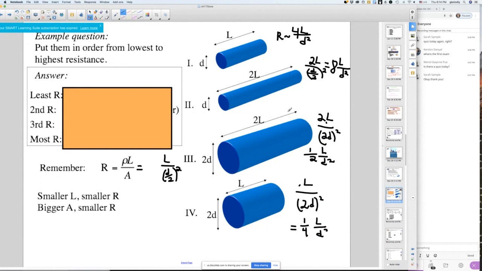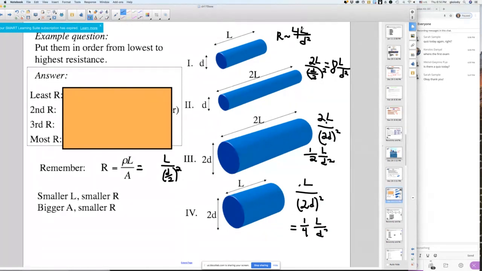Each one's a little different. This one's 1/2, this one's 1/4, and this one's 1/4 also. No, it can't be, these two can't be the same. I must have made a mistake here. 2L over 2D squared. That's 4. 2 over 4 is 1/2. L, because... I'm sorry, no, it's right. These two are the same because the L makes up for it, right?